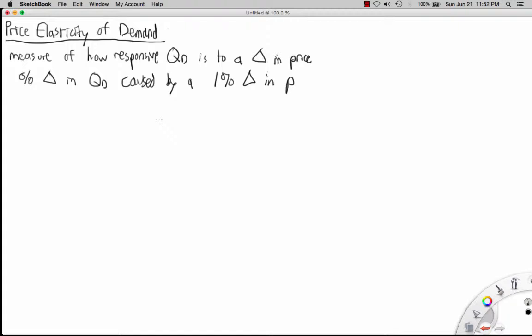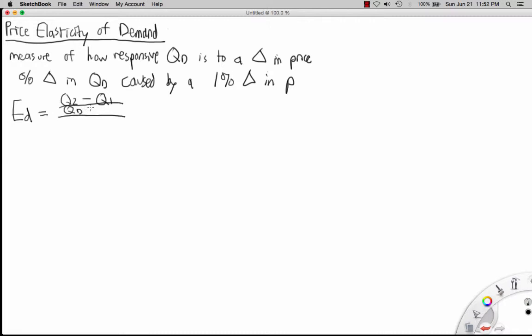You have a good idea of what it is. How do we calculate it? I calculate it like this. I will warn you that the formula looks a little bit unwieldy, but it's really not once we work with it and get acquainted with it. So up top, we're really just going to be looking at percentage change in quantity demanded, which we'll denote like this.